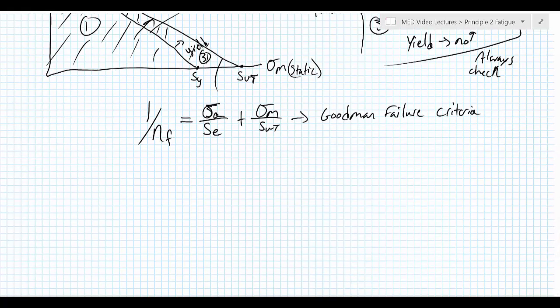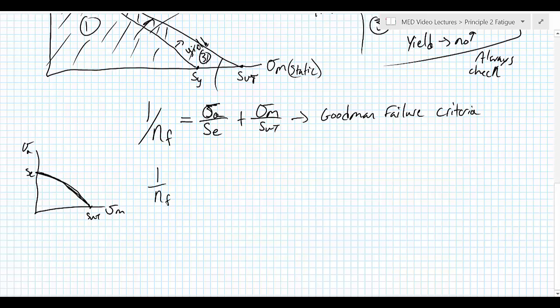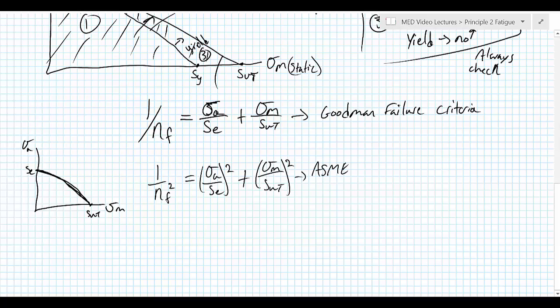Now we could have done the same approach with sigma A and sigma M here. I'll do a quick one, where we've got the ultimate strength and the yield point. Experimentally, the results are actually more of a curved line here, an elliptical. And that's where the ASME elliptic comes from. So 1 over the fatigue factor of safety squared equals sigma A over SE squared plus sigma M over SUT squared. This is the equation for the ASME elliptic.